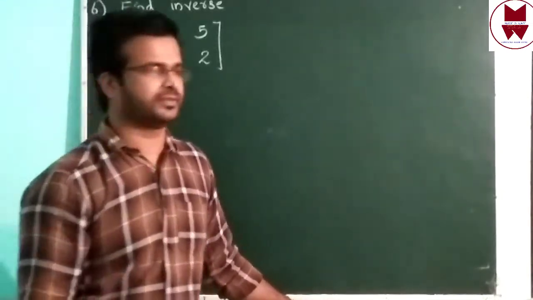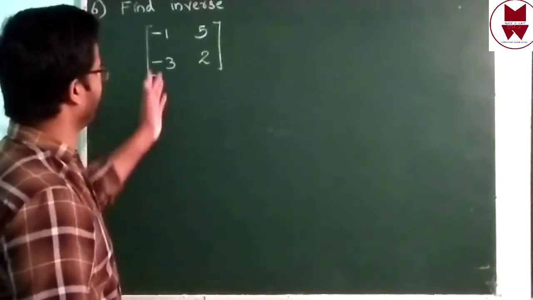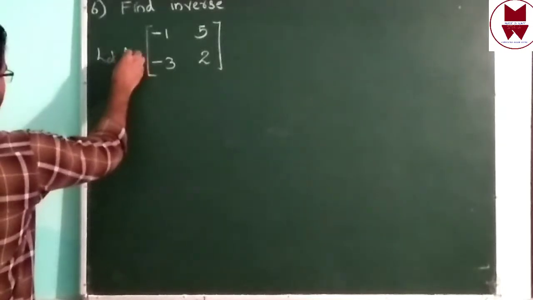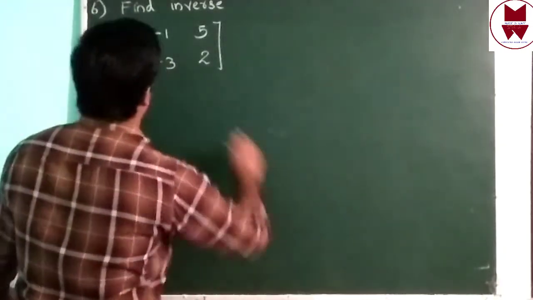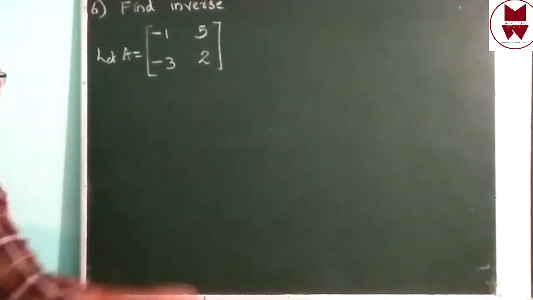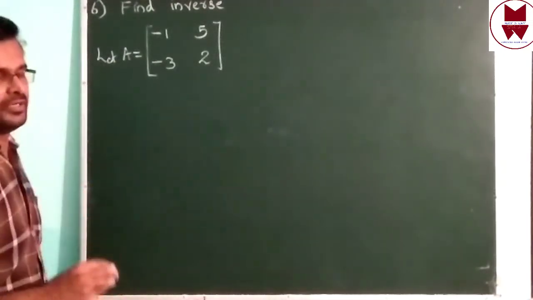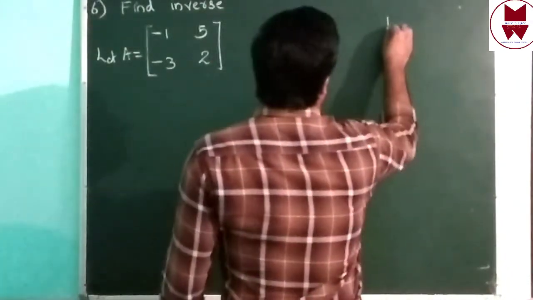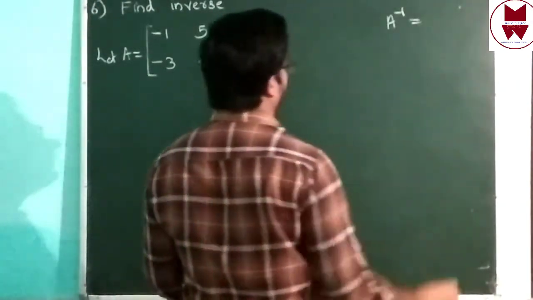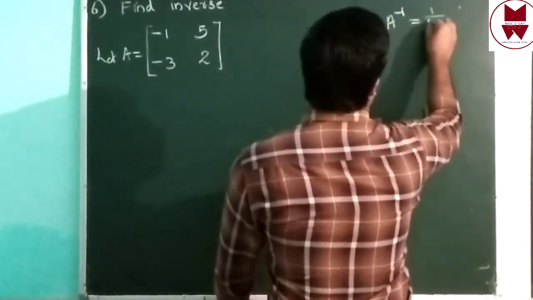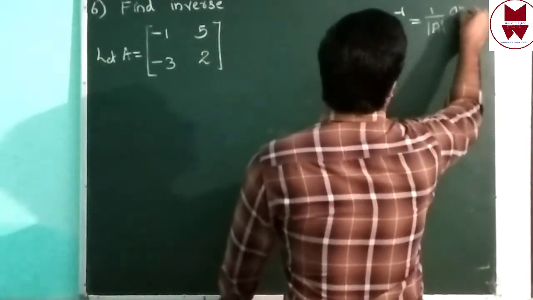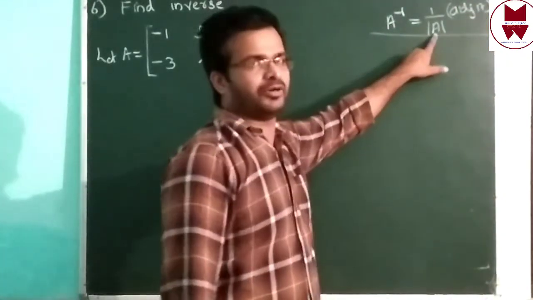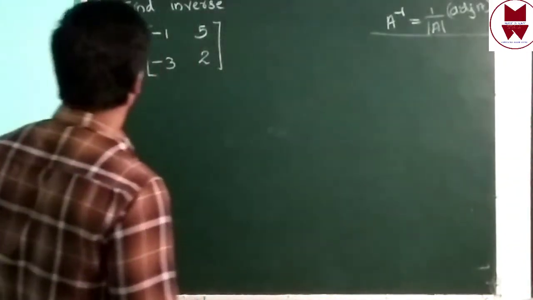Next question is question number 6. Find the inverse of the given matrix. First step, give one name. Let A equal the matrix minus 1, 5, minus 3, 2. What is the first step? We have to find the determinant of A, because you know how to find the inverse of any matrix: A inverse equals 1 by determinant of A into adjoint of A. This is the formula.